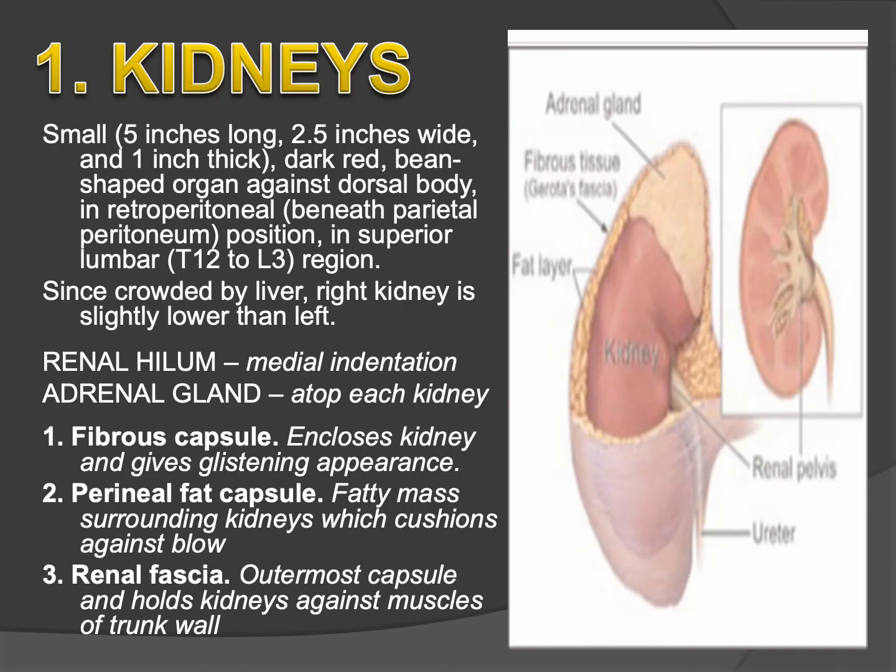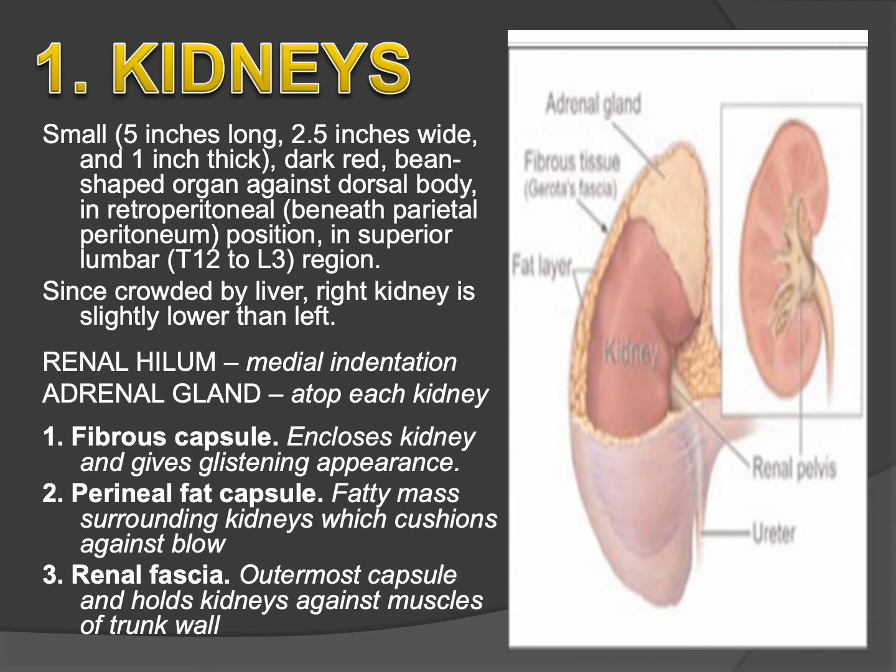The kidneys are small organs. They are dark red, bean-shaped, and positioned in the dorsal part of the body, retroperitoneal, in the superior lumbar, T12 to L3 region. There are two kidneys, the right and the left. Since it is crowded by the liver, the right kidney is slightly lower than the left. The renal hilum is its medial indentation, and atop each kidney are endocrine glands, which are the adrenal glands.